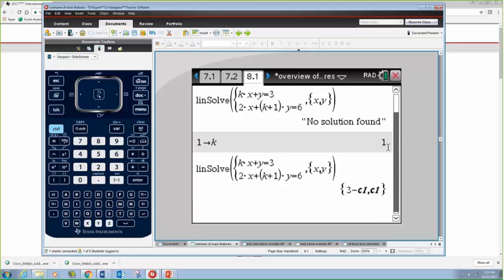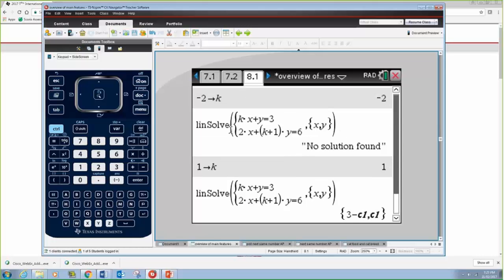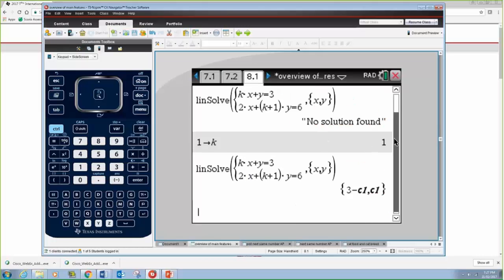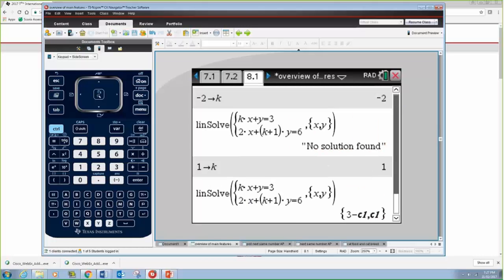Then to follow after that, we have this linear solve feature on the calculator. Again, it will not work unless we predefined the k value. So since we already saw that something interesting happens when k is -2 in the slider, and also when k is 1, that's why we say let k be -2, and then we use linear solve.